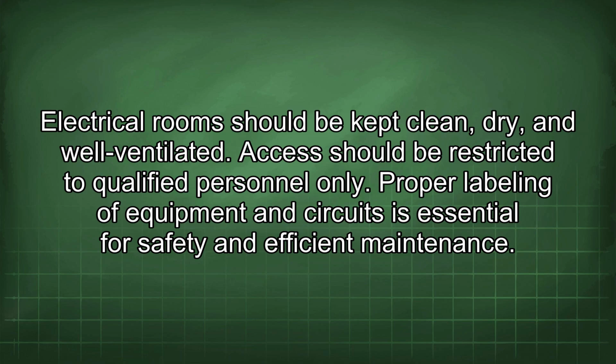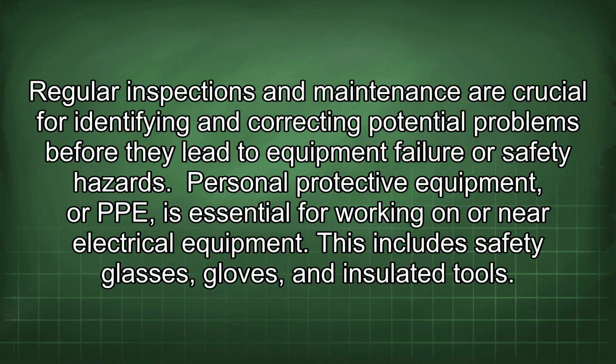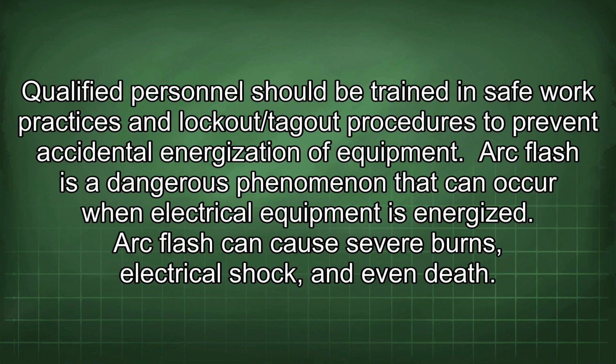Proper labeling of equipment and circuits is essential for safety and efficient maintenance. Regular inspections and maintenance are crucial for identifying and correcting potential problems before they lead to equipment failure or safety hazards. Personal protective equipment, or PPE, is essential for working on or near electrical equipment. This includes safety glasses, gloves, and insulated tools. Qualified personnel should be trained in safe work practices and lockout/tagout procedures to prevent accidental energization of equipment.